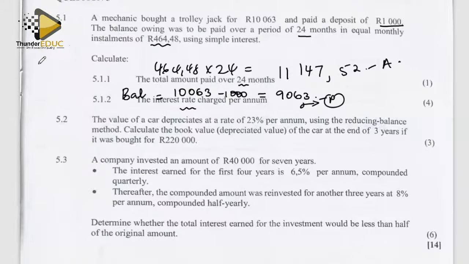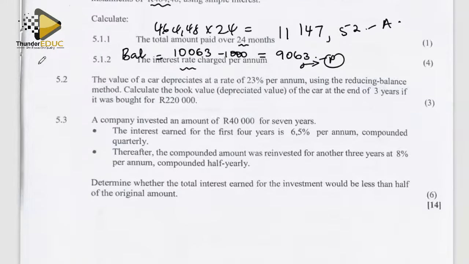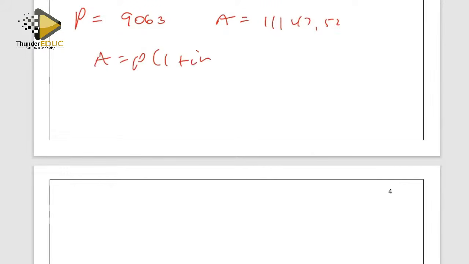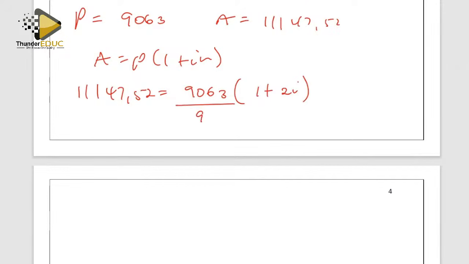Then we can get what the question is asking for. So let me jot it this side. Okay, so we're saying that our P is going to be 9063. Our A is 11,147.52. Okay, so simple interest is P into 1 plus in. So 11,147.52 is equal to 9063 into 1 plus 2 years, so 2i. So divide both sides by 9063. That cancels.